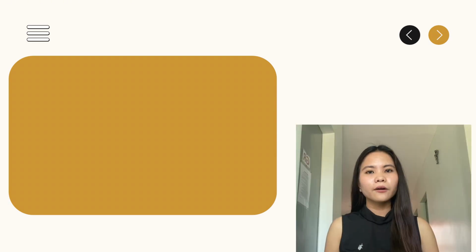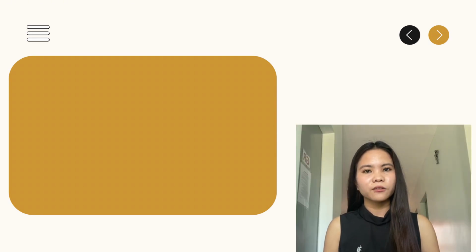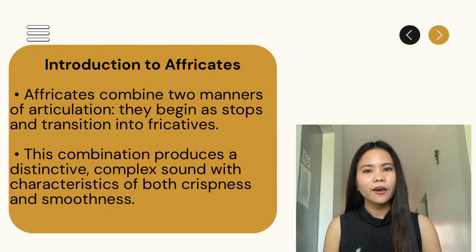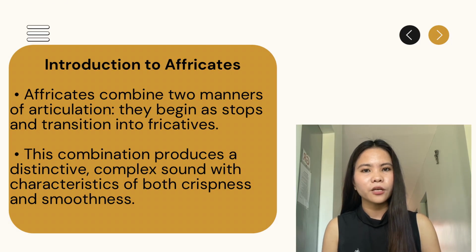Now that we've covered stops and fricatives individually, let's look at the manner of articulation that combines both, which is affricates. Affricates begin as stops, where the airflow is completely blocked, but then released as fricatives, where the airflow is forced through a narrow passage. This combination creates a distinctive, complex sound that is different from either stops or fricatives on their own.